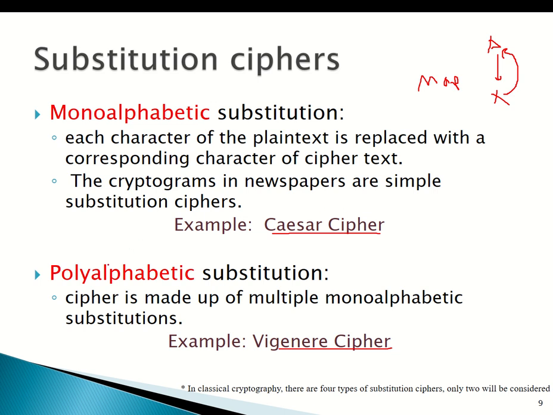We'll take an example. The other type is polyalphabetic substitution, which basically depends on an array to replace a letter with another letter. Both of them work by replacing, but monoalphabetic is just one alphabet replaced by one. When you say polyalphabetic, it's basically multiple monoalphabetic ciphers, just repeating monoalphabetic substitution more than one time. Let's take an example so we can understand that.